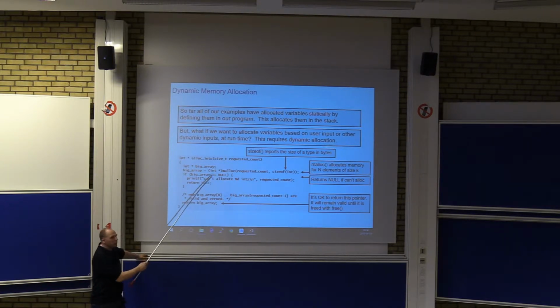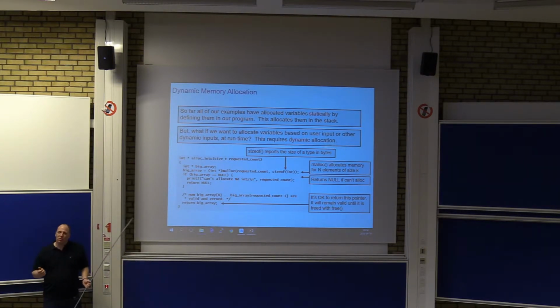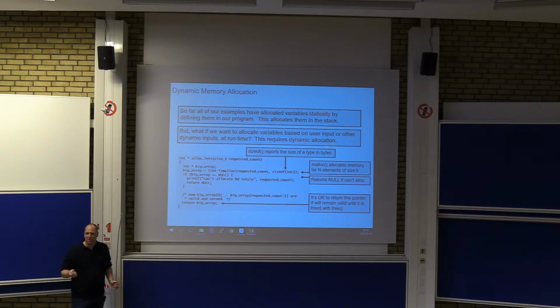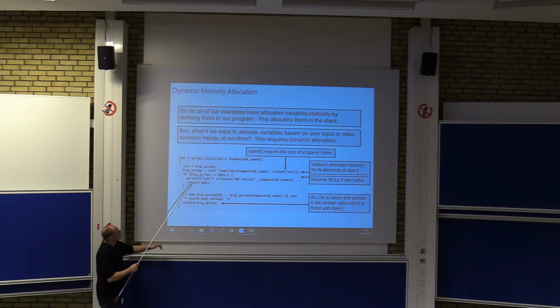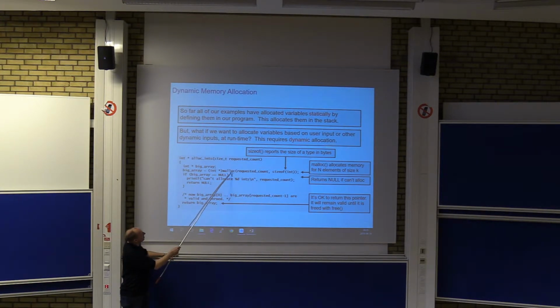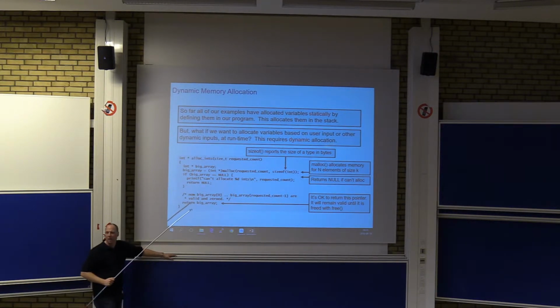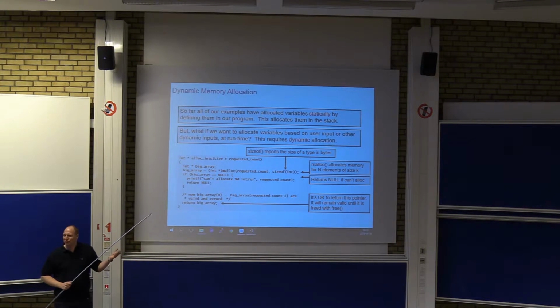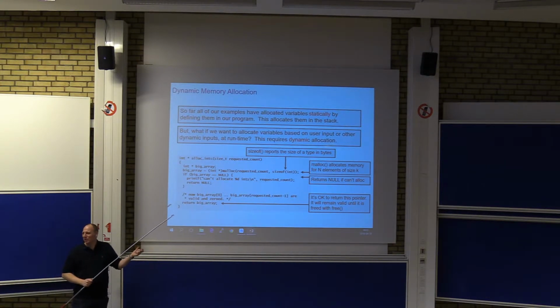Okay, so when you allocate memory, you can't be sure that it will succeed, because it might be that you have run out of memory, for example. So there is no memory available for the operating system to hand over to you. If this does not succeed, it will return a specific value called null. Null means that it's not a valid address.